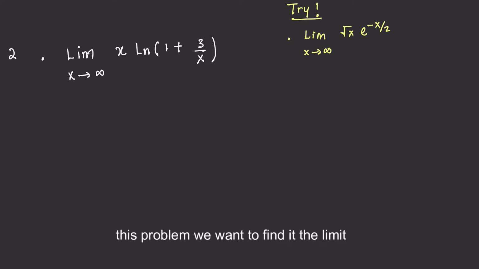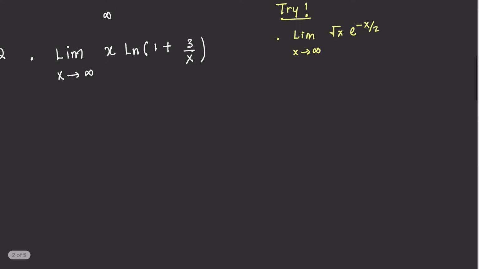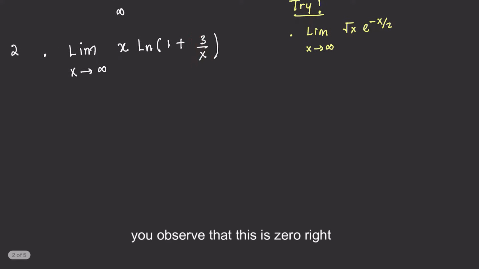In this problem, we want to take the limit of this function, that is x multiplied by ln of 1 plus 3 divided by x. Naturally, when you want to take the limit of a function, we directly substitute the value of x. Here we have x tending towards infinity, and by direct substitution, if you substitute x to be infinity, you have infinity here. And here, when you substitute x to be infinity, what do you observe? You observe that this is 0.